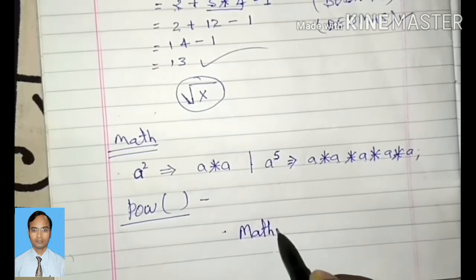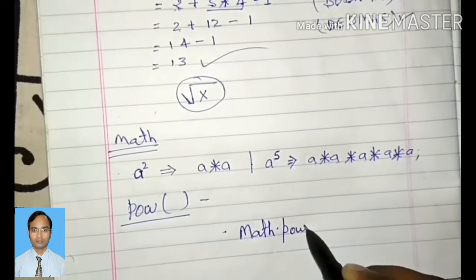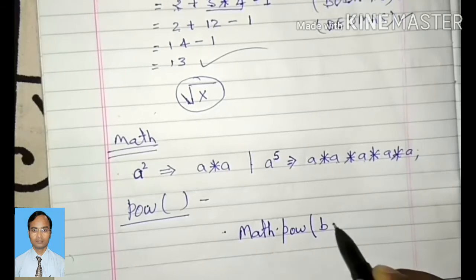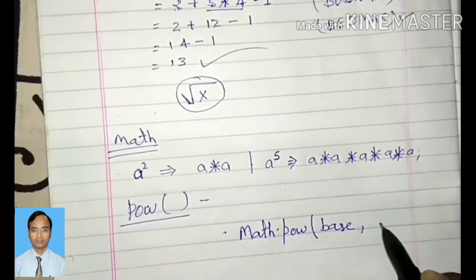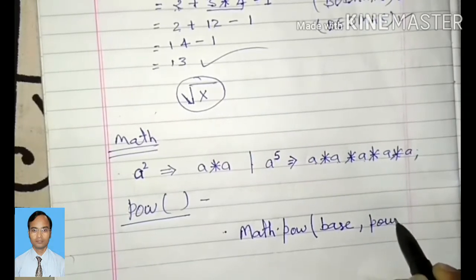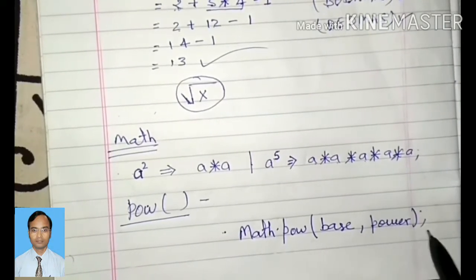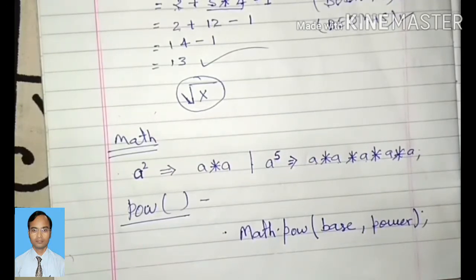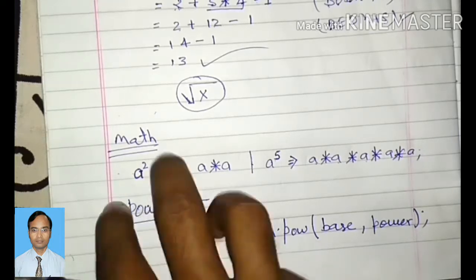If you want to calculate, you can write like this: math dot pow, and within brackets base value comma power value. Okay, using this math.pow, you can calculate a to the power 5 or any base value to any power. Okay, how can you calculate this, or what will be the result? Let me show you.